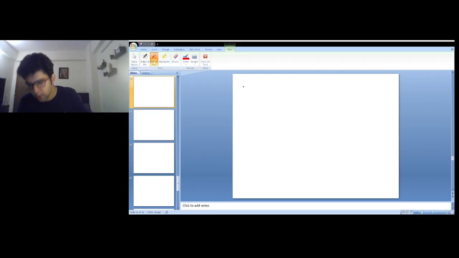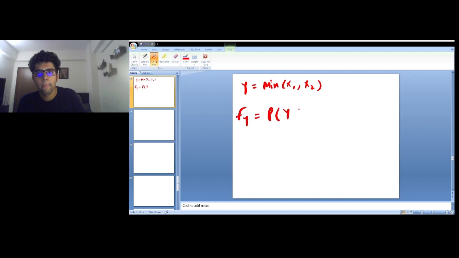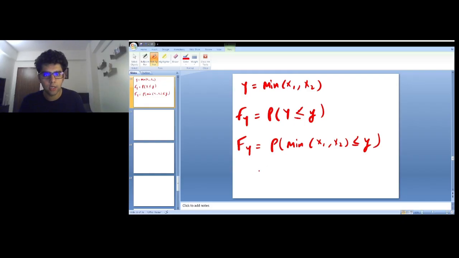Right, so first of all we need to find the CDF of y, right? y was min of x1 comma x2. So for finding the CDF of y, F of y, we need to find the probability of y less than or equal to small y. So F of y is equal to the probability of min of x1 comma x2 less than or equal to y, and I have discussed this earlier also. You can check out my previous videos on how to solve this.